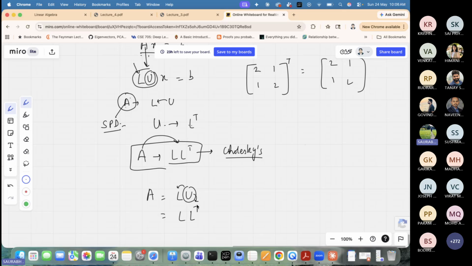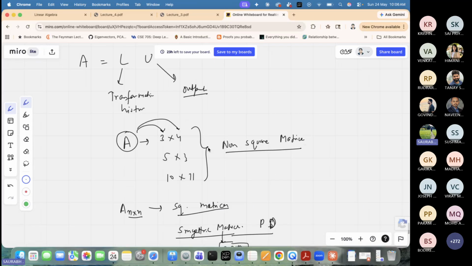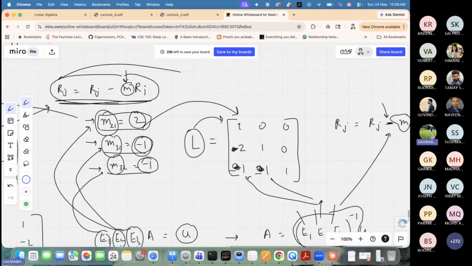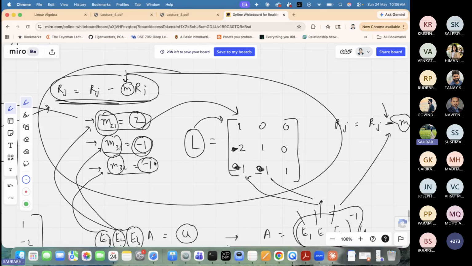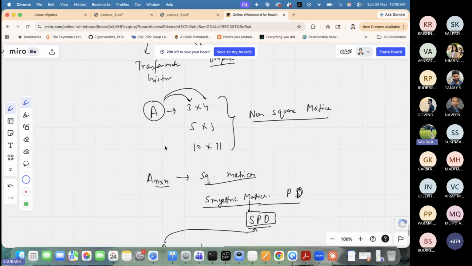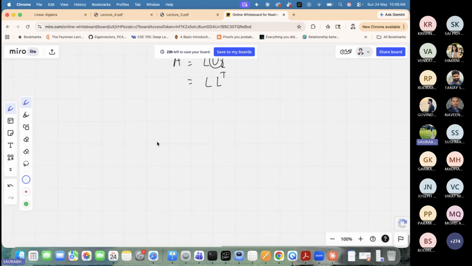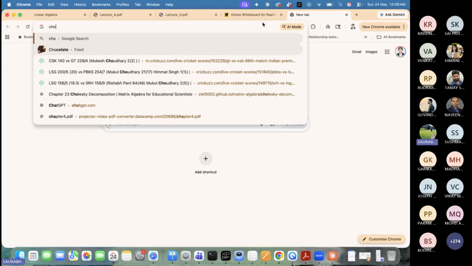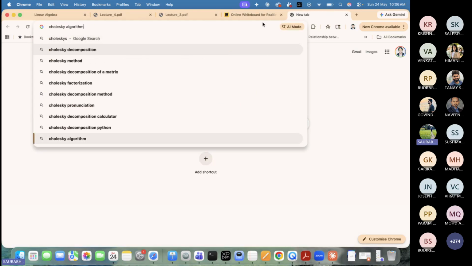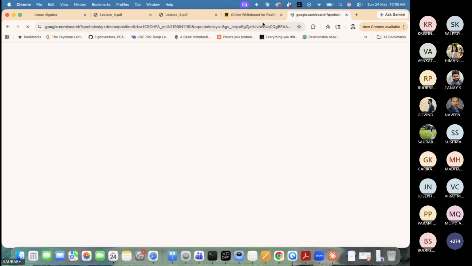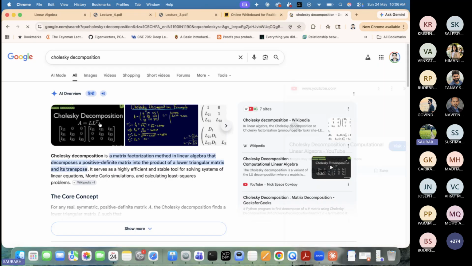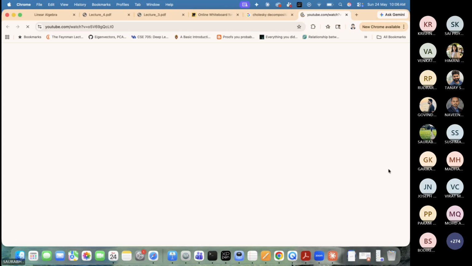Your assignment is all based on what you have learned here, this part. Your assignment is based on that. And the second part is the Cholesky decomposition, A = L L transpose. Now, to help you understand that, let me see if I have a Cholesky example. Let me look into this.